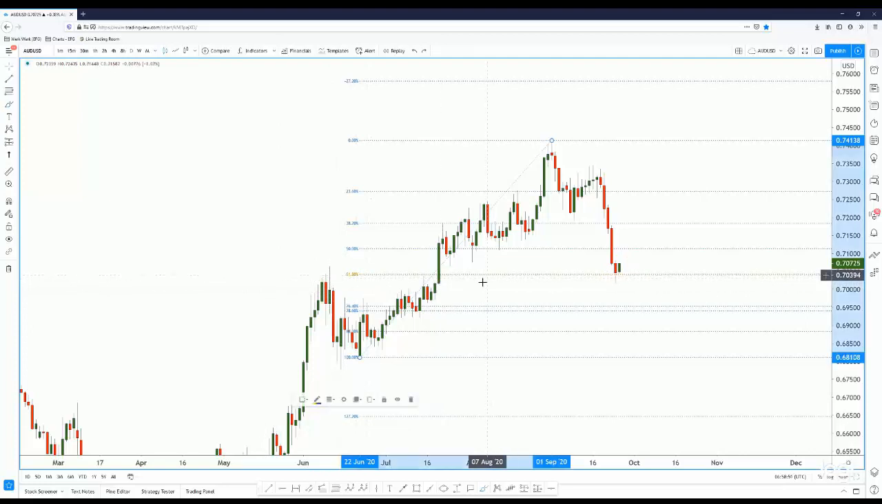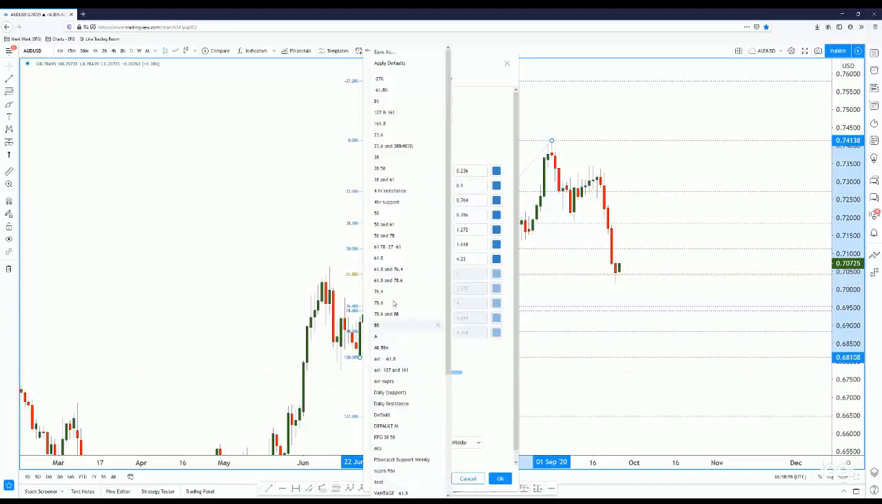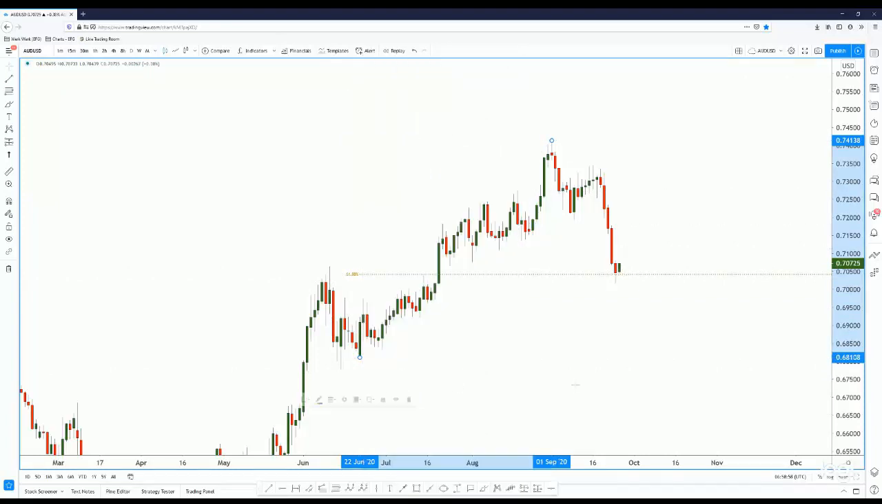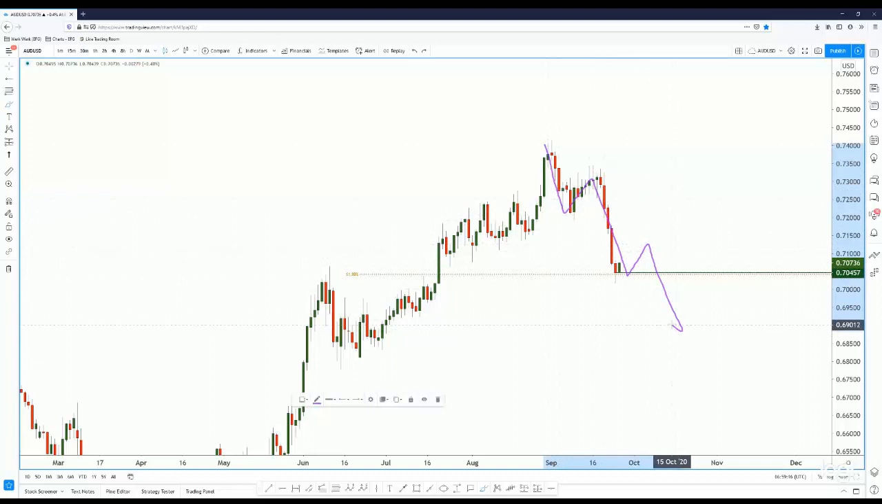So I'm just going to go ahead and highlight this 61.8 level. Okay, and then I'm going to put a support over here. Alright, so what I'm expecting price to do is at least to show a short rebound before continuing lower. Now, if Elliott wave is proven right, then this should be a 1, 2, 3, and then a wave 4, and then a wave 5.